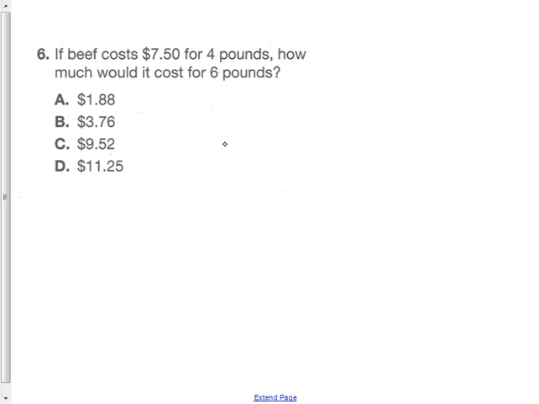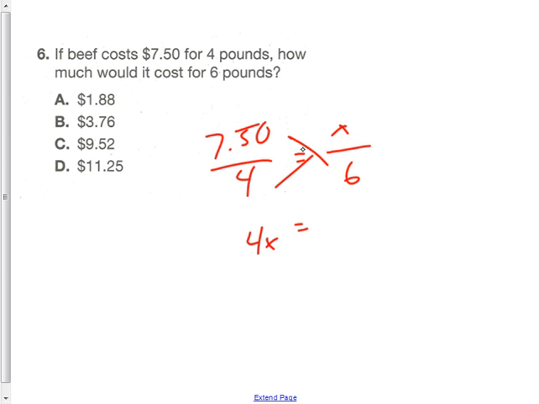If beef costs $7.50 for 4 pounds, how much would it cost for 6 pounds? So again, you match the pounds on the bottom here. Let's put an X in, so we're going to cross multiply, and we'll get 4X is equal to 6 times 7.50, which is 45. Now you need to divide by 4 on both sides, and so we're going to get X is equal to 11.25, so $11.25 for 6 pounds of beef.